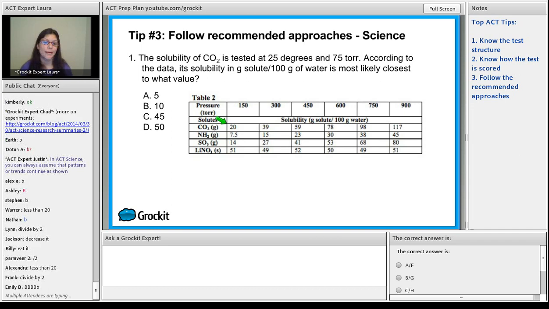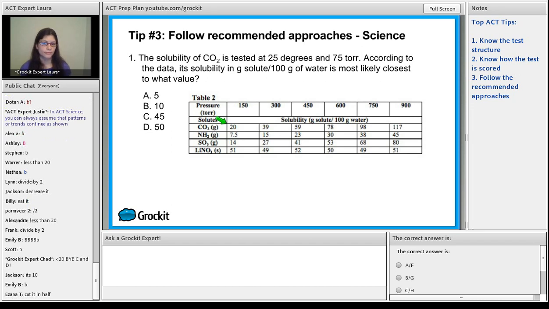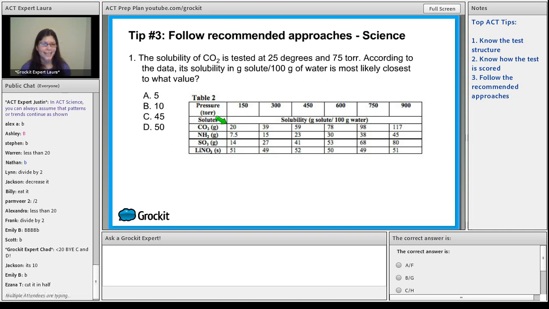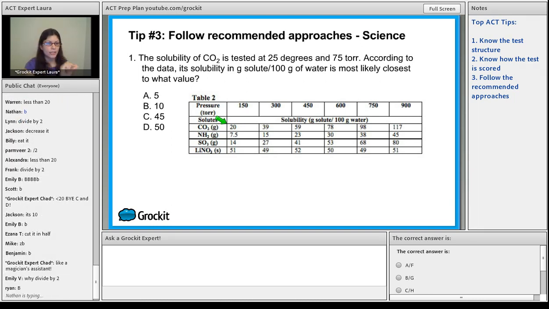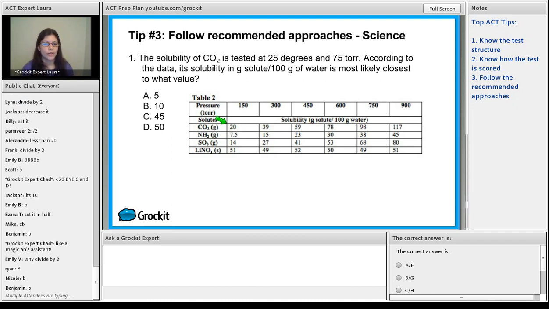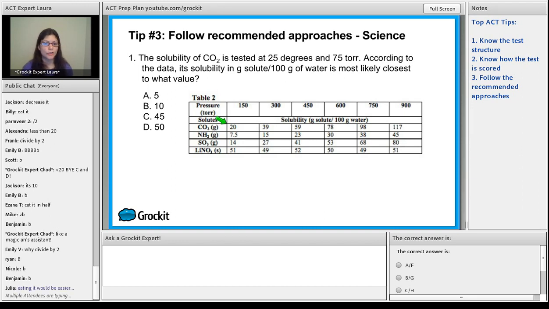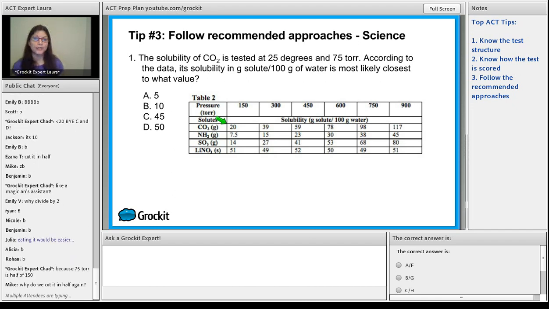You're going to divide it by 2. The pattern stays the same. Just cut it in half. So if you were thinking about it on a graph, it would be going down because you decrease the pressure, so you're decreasing the solubility. As you increase the pressure, you're increasing the solubility.